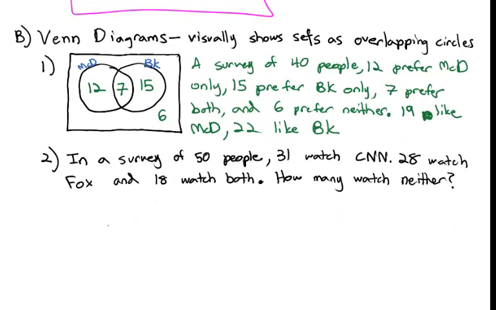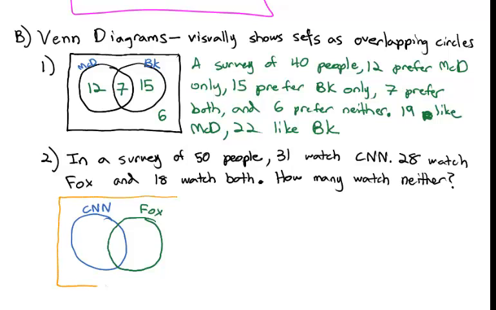So let's set up a Venn diagram to represent this. We'll do one circle to represent CNN. We'll do another circle that overlaps to represent Fox. And then we'll put the universal set around that includes everybody. Now the problem with the 31 watching CNN and the 28 watching Fox is that it includes the people who watch both in both groups.